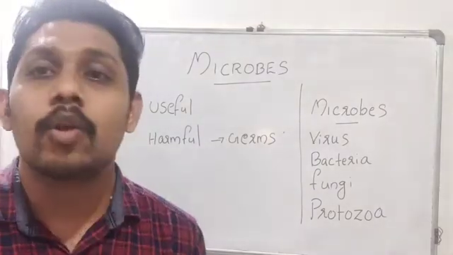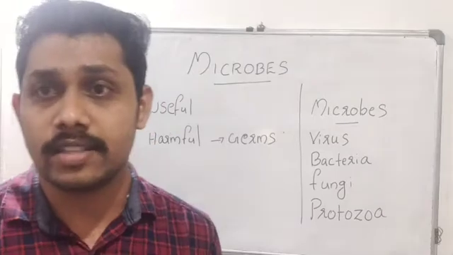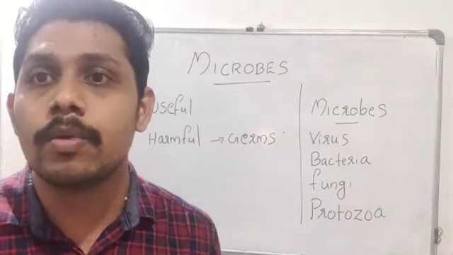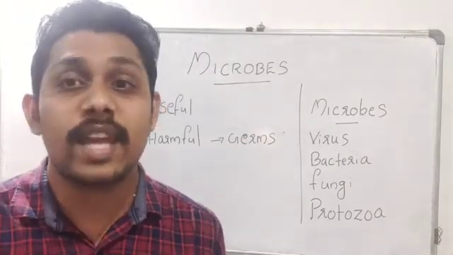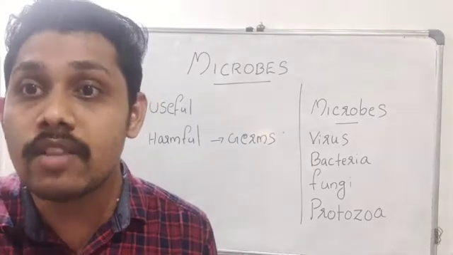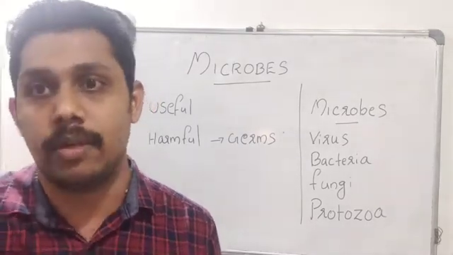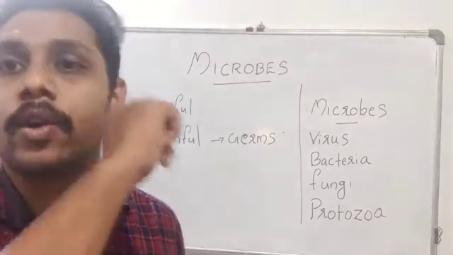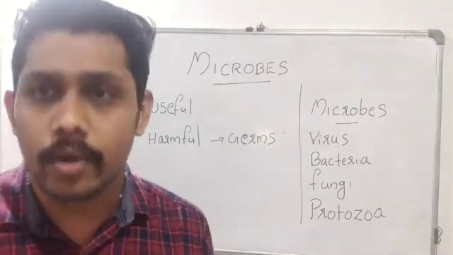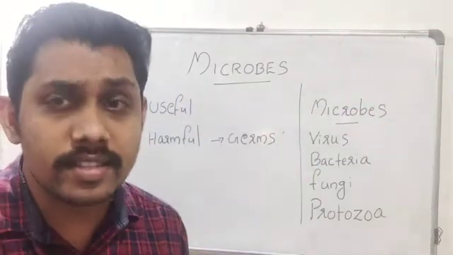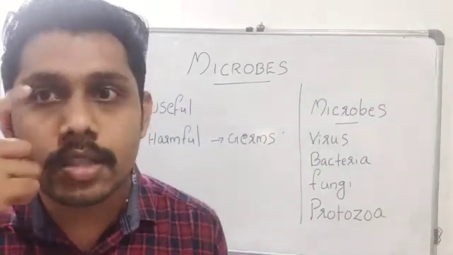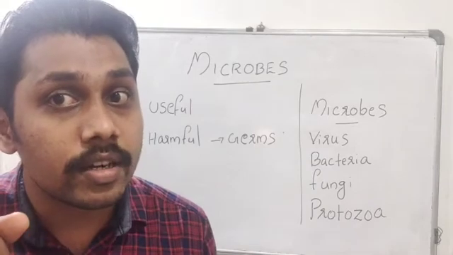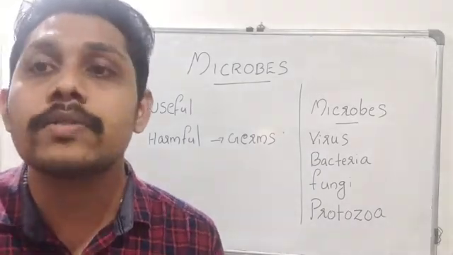Microbes are very small living organisms. We cannot see them with our eyes. We can see them only with the help of an instrument. That instrument is called a microscope. So, microbes are very, very small living organisms which we cannot see with our eyes. We can only see them with what? An instrument called a microscope.